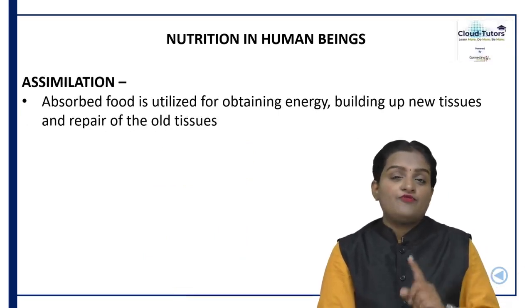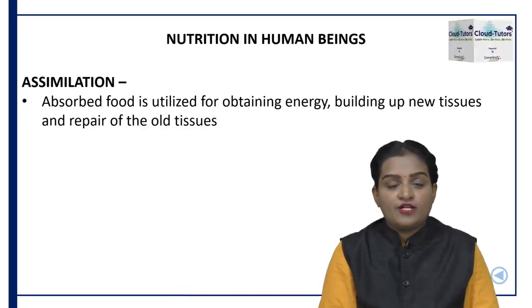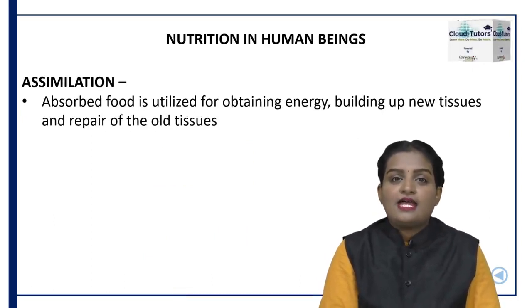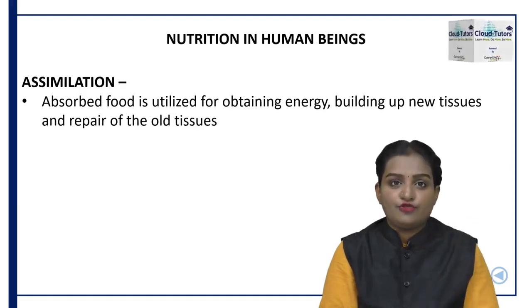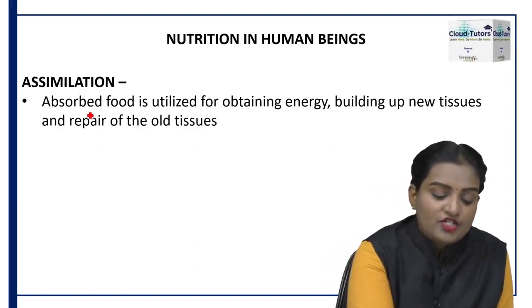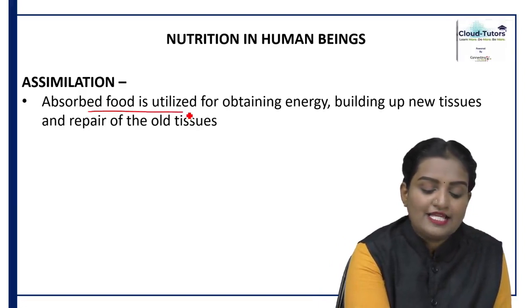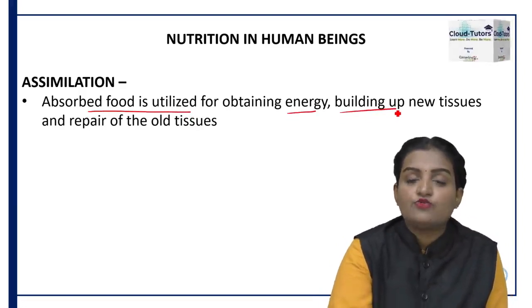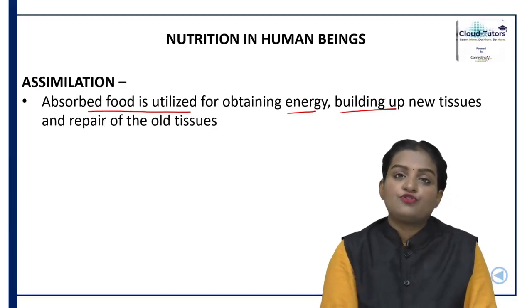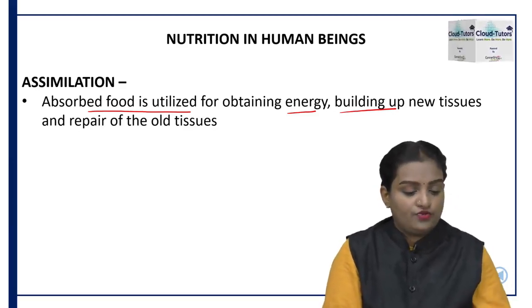Now absorbed food will go to all the body parts through blood vessels, and their assimilation will begin. That is the fourth step in Holozoic nutrition. So assimilation is nothing but the utilization of absorbed food for obtaining energy, or it can be used for building up new tissues or repair of old tissues.